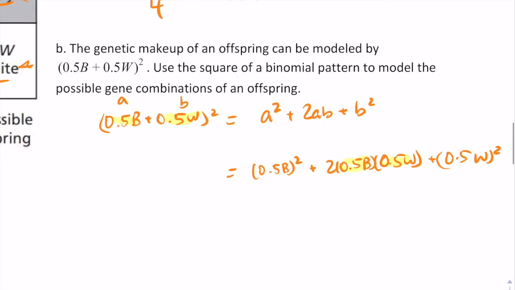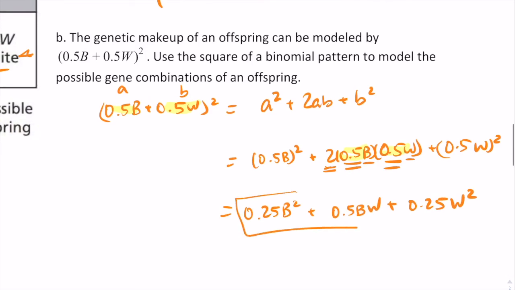So when you do square them, you get 0.25b squared plus 0.5bw, because you multiply out your first terms together, plus 0.25w squared as your simplified expression.